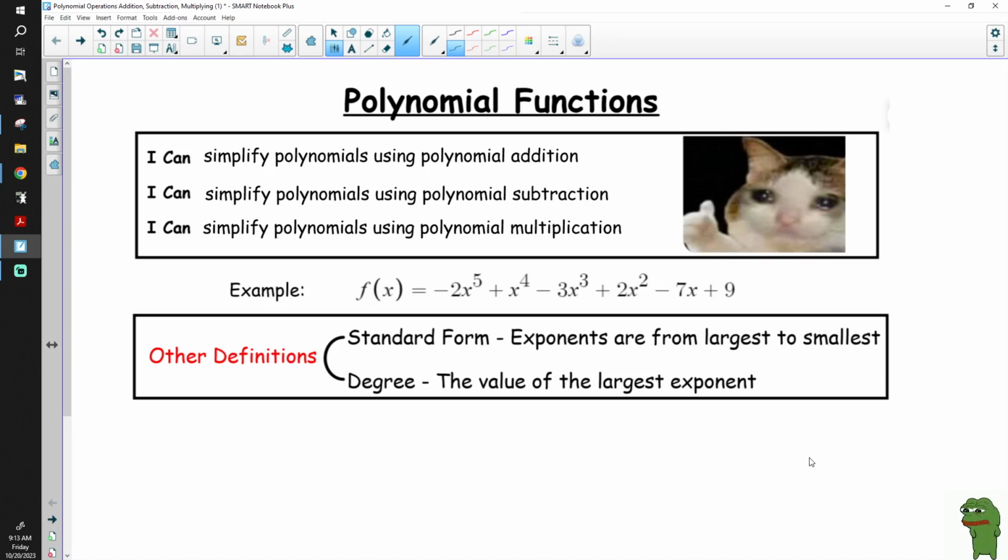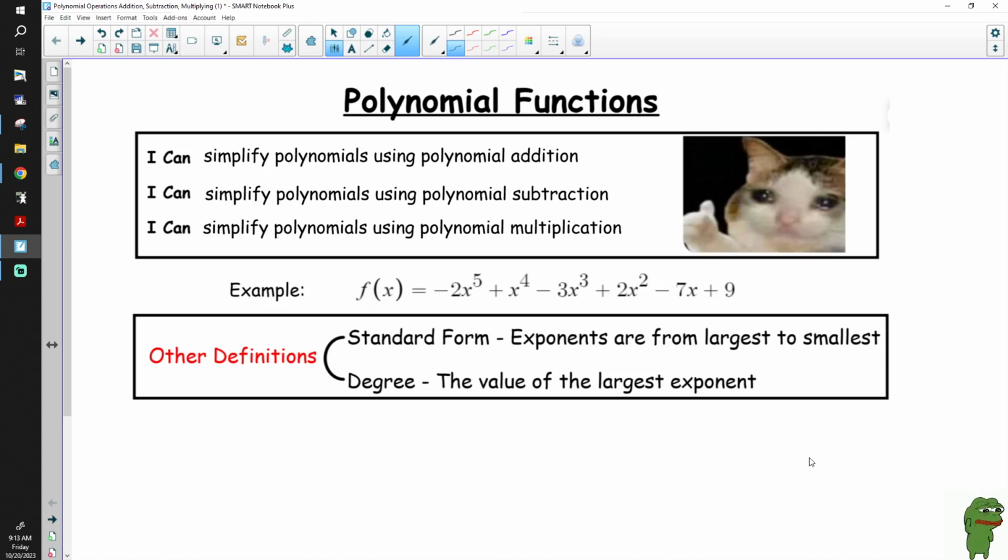Okay, so we are starting polynomials. We will be doing polynomials for quite some time. Today we're going to focus on adding, subtracting, and multiplying them. It's almost exactly like the complex numbers that we've already done. A couple things you need to know before we get rolling.